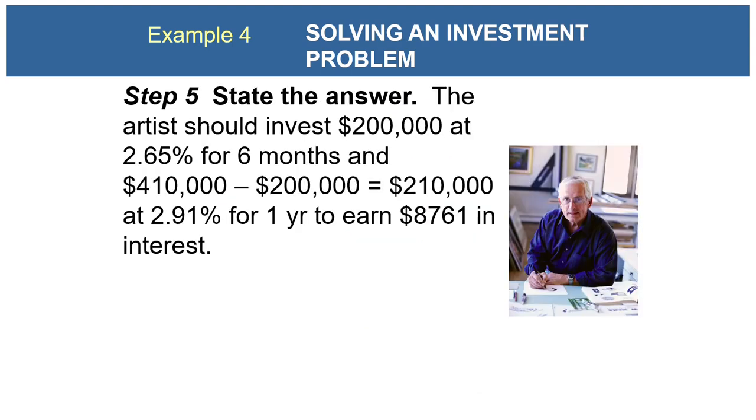In step 5, state the answer. The artist should invest $200,000 at 2.65% for 6 months, and whatever is left, which is $410,000 minus $200,000, equals $210,000 at 2.91% for 1 year to earn $8,761 in interest. So we have to invest $200,000 at 2.65% interest and $210,000 at 2.91% interest to earn the $8,761 that we want.